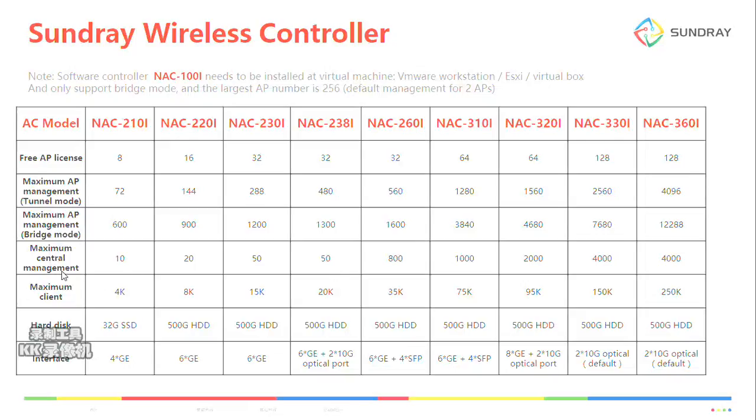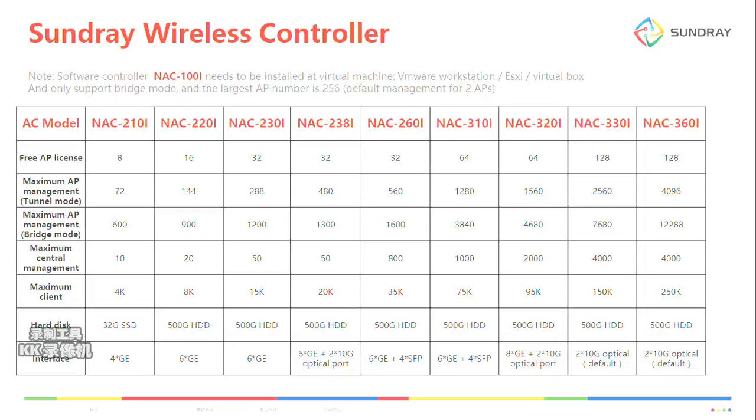And the maximum centralized management. Sundray's controller can support centralized management. This is normally used in headquarters and branch scenarios. For example, an enterprise has a lot of branches, so we can deploy a high-end controller in the headquarters. This controller can manage all the branch controllers, and also this is an N+1 backup.